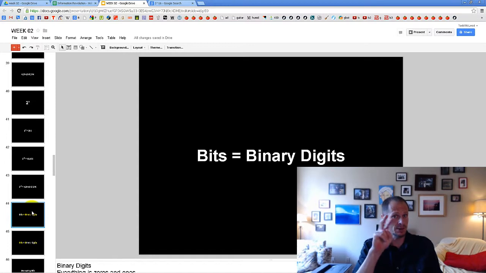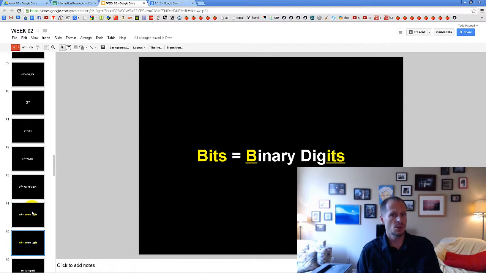We have a bicycle, which has two wheels. We have a biplane, which has two wings, right? Or we have binary digits. So the binary numbering system, which consists of binary digits, only has two numbers. It has zero and it has one. And the zero represents off and the one represents on. So that's what binary digits stands for.